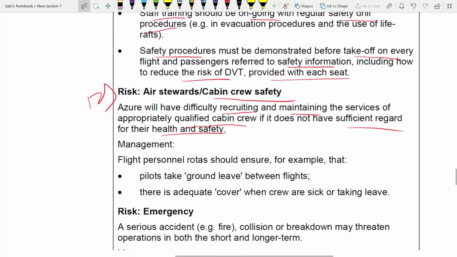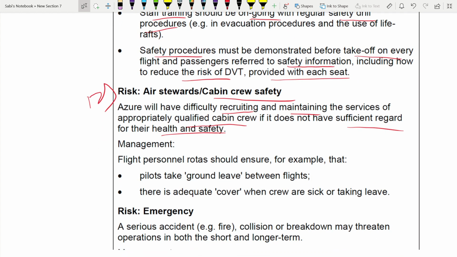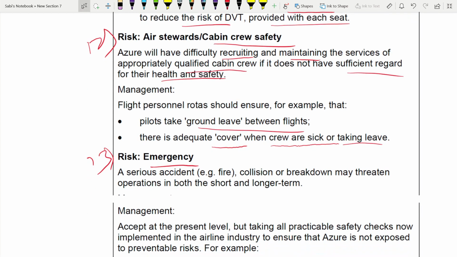What should management do? Pilots take ground leave between flights, and there is adequate cover where crews are sick or taking leave. So when crews are sick or taking leave, make sure someone else is there. There should be a cover up for it. Then 13 is emergency. Emergency can happen anywhere, like serious accident or fire or collision that threatens the operation in both short and long term.